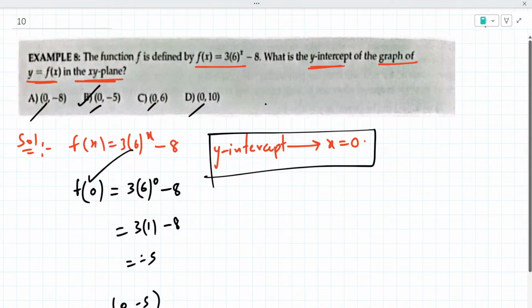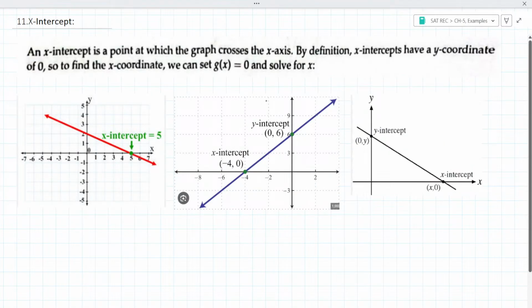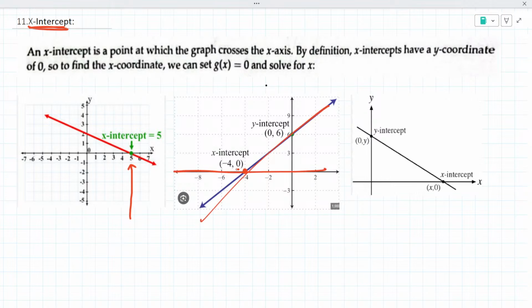Let's go for the next thing. Next, it is x-intercept. It's just simple, the opposite of this. X-intercept means where the curve or the line crosses the x-axis. This is the x-axis and the line crossing, where it is crossing, that is the x-intercept. So here this is an x-intercept, and here this is an x-intercept.